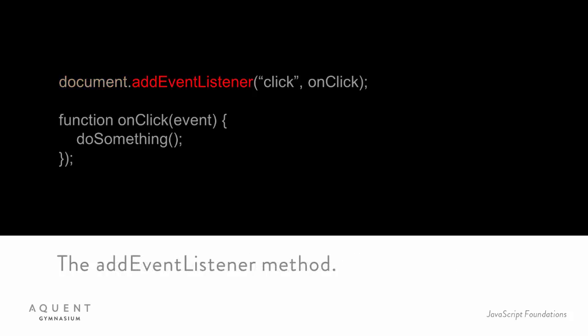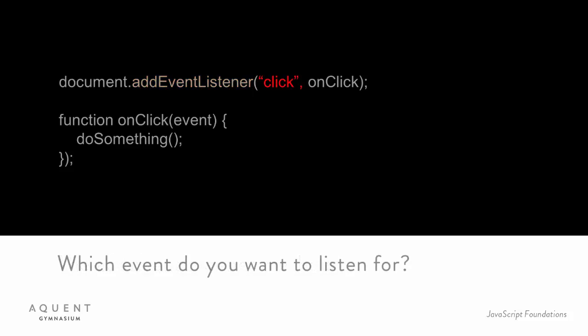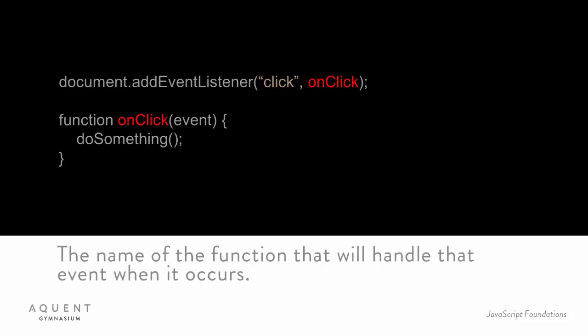Then we have the addEventListener. This is a method that exists on any element object. It has two parameters. First is the event that you want to listen to. This is just a string like mousedown or keyup or click or load, etc. The second parameter lets you specify a function that will get called when that event occurs.